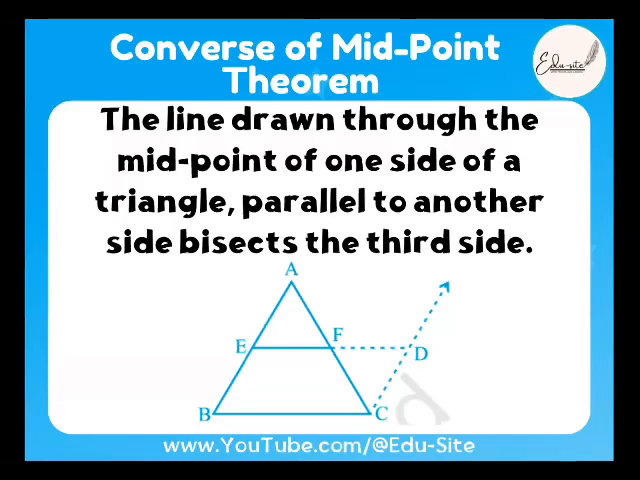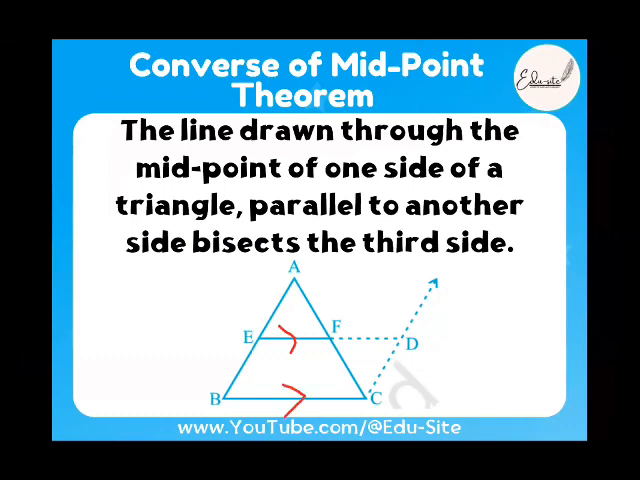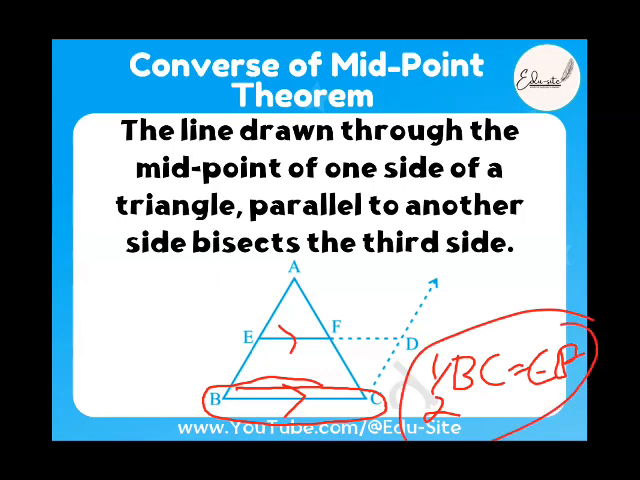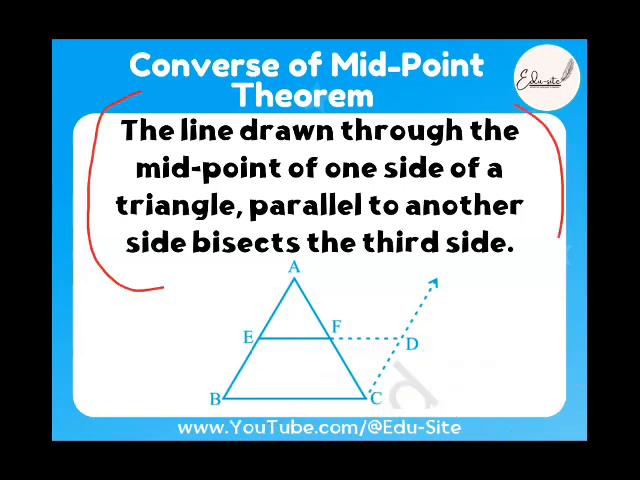The line drawn through the midpoint of one side of a triangle, meaning this line EF that we have drawn, is parallel to another side, and it bisects the third side. What does bisects mean? It divides this side into perfect halves. So it divides BC into halves. That means it divides the other side in two, so half of BC is equal to EF. So this is the converse of the midpoint theorem.